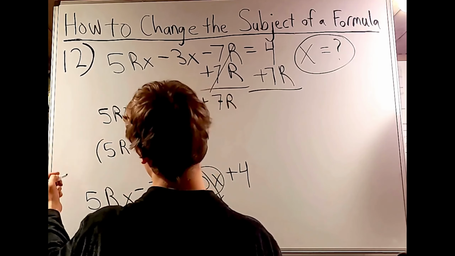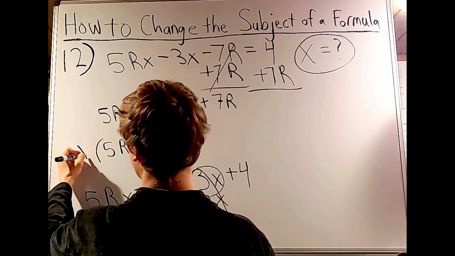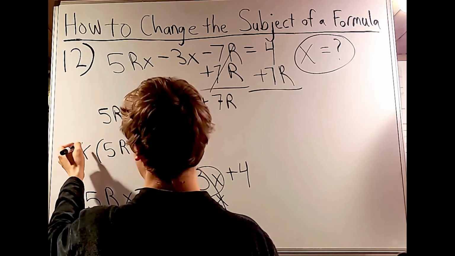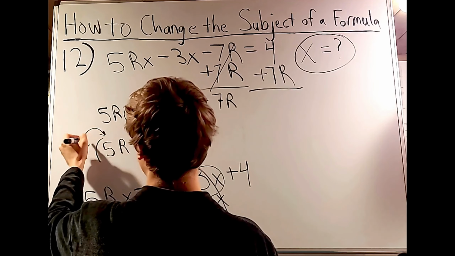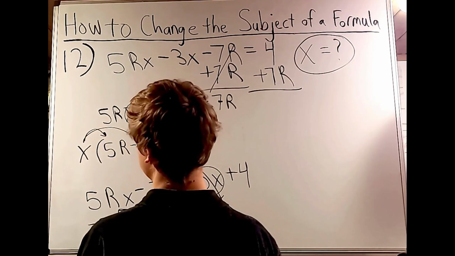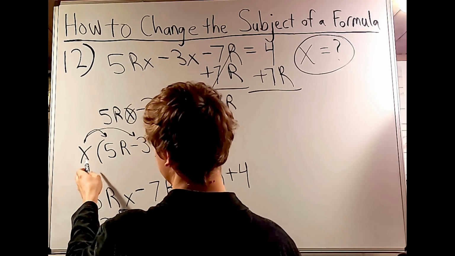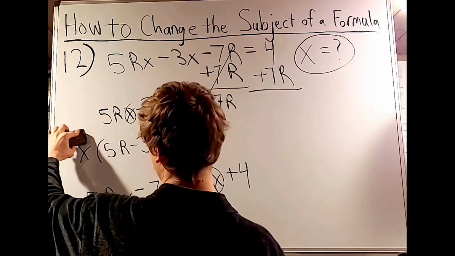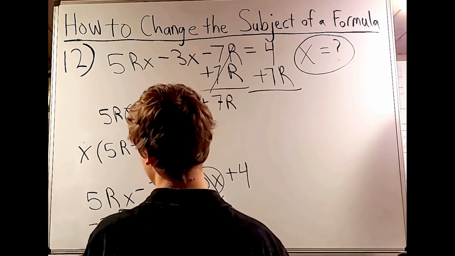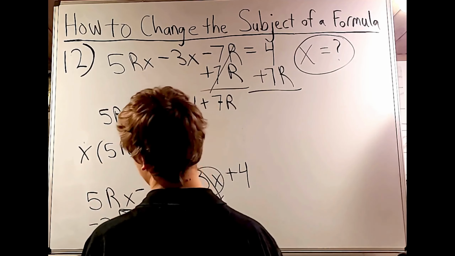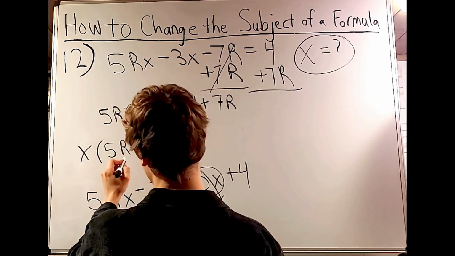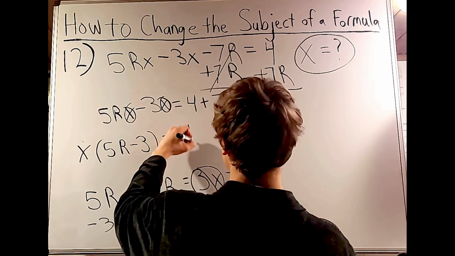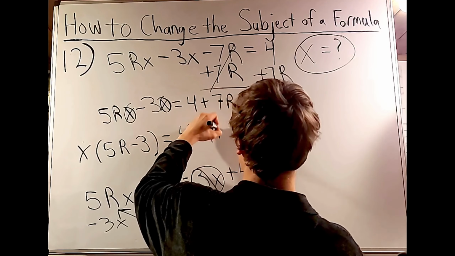Okay, and now if we want to factor the x back in this equation, we can just think about how we could get x in here. That would be if we expanded this equation of x times 5r minus 3. Instead of expanding it, we're going to use this to our advantage and keep this as the formula that we're using. x times 5r minus 3 is now equal to 4 plus 7r.